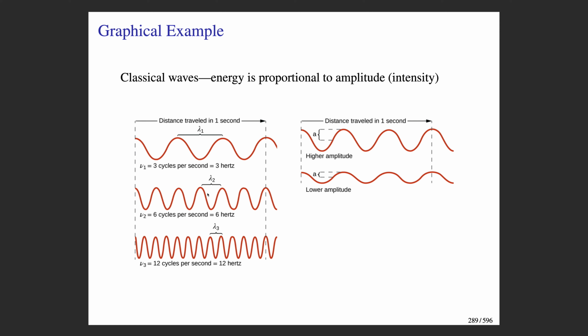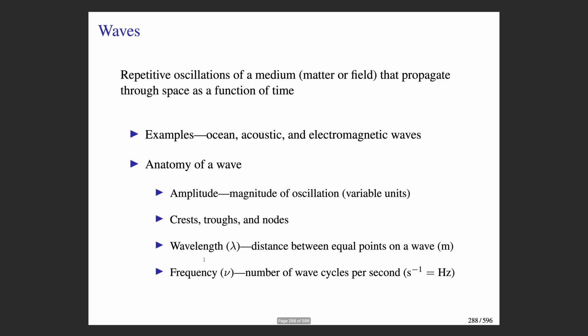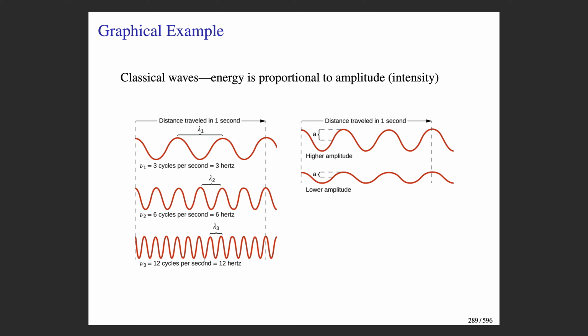3 hertz. Here we have a wave that's traveling at the same speed but has a shorter wavelength. And so in that same distance traveled by the wave in 1 second, you have 1, 2, 3, 4, 5, 6 cycles. So the frequency is then larger. It's 6 cycles per second. Here the wavelength's even smaller, and you can count out 12 cycles in a second. So that has an even higher frequency.